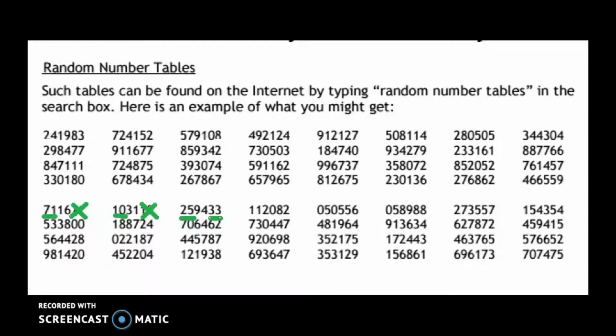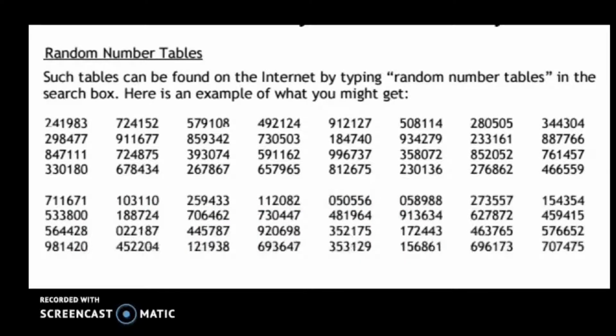25, 94, 33, 11, 20, 82, 05, and then 05 is a duplicate. 56 hasn't been used. 05 is again another duplicate. And then we have all the schools that we need based on this row number 5, eliminating all duplicates.